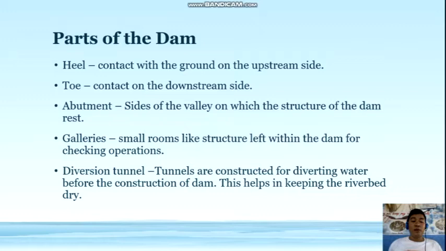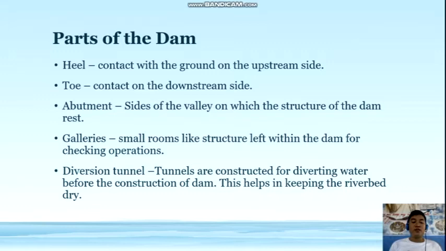So parts of the dam. Heel. Heel is a contact with the ground on the upstream side. Next is toe, contact on the downstream side. Next is abutment, sides of the valley on which the structure of dam rests. Galleries, small rooms-like structure left within the dam for checking operations.